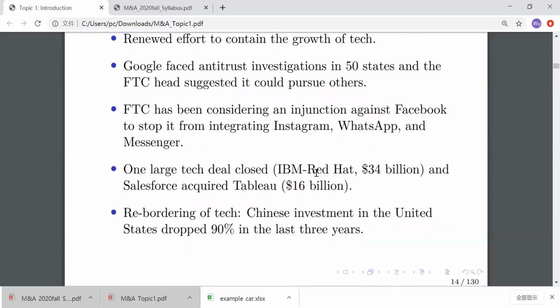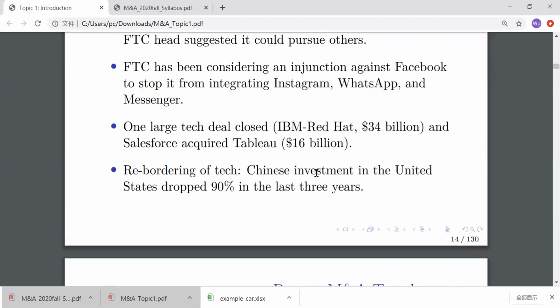And also what we see in 2019, perhaps you already know, is the rebordering of technology, right? In the past 10 years, we saw many Chinese companies trying to buy companies in the US, especially high-tech companies. But in the past year, and maybe this trend is going to continue for another 10 years, Chinese investment has dropped 90% in the last 3 years. And this investment will be going down maybe in the next 10 years, because of the tension between China and the United States, of course. So these were mainly driven by the tension between these two countries.